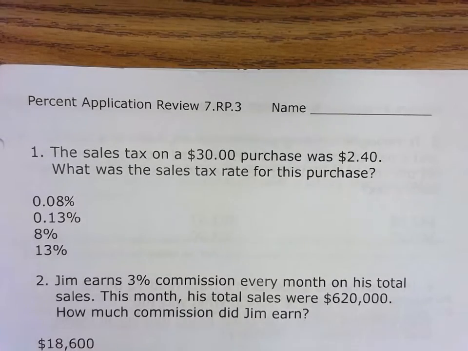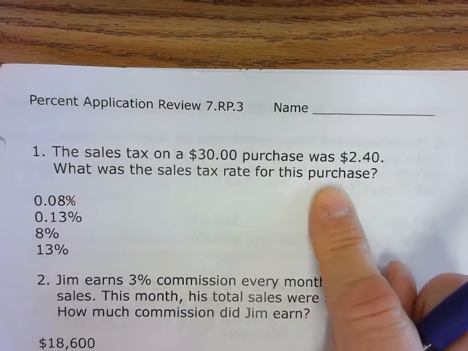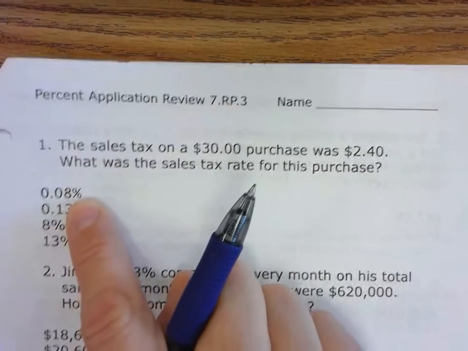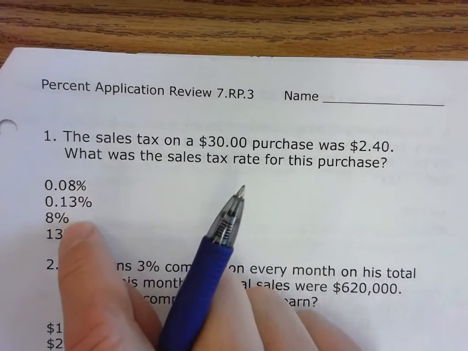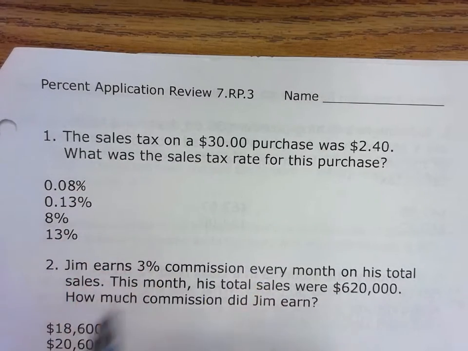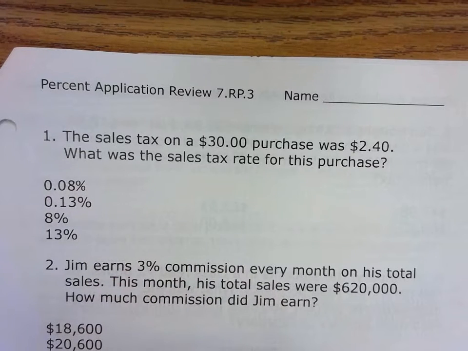Alright, so the first question here we see is, you want to know the sales tax rate for this purchase. So you got choices over here, A, B, C, D. You can see the difference is these are decimals, these are regular percentages. So you want to make sure that you don't pick the wrong one, because you could get tricked, you could get fooled. So let's make sure that doesn't happen.